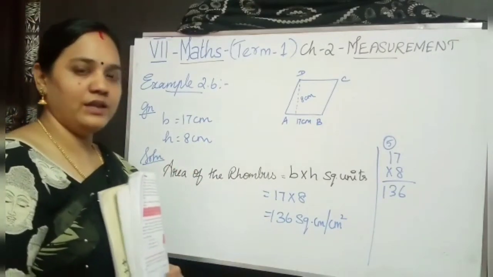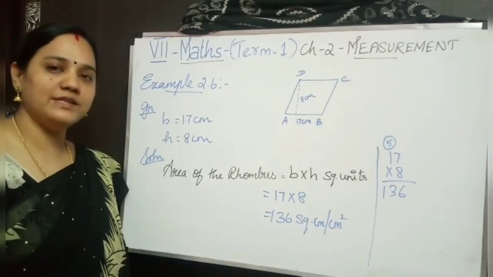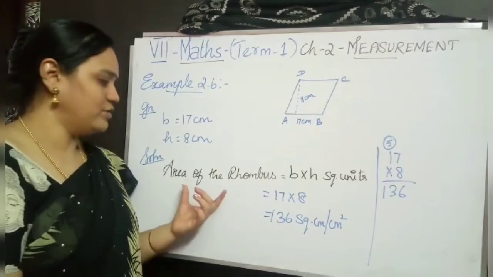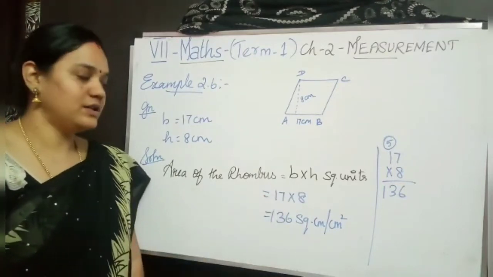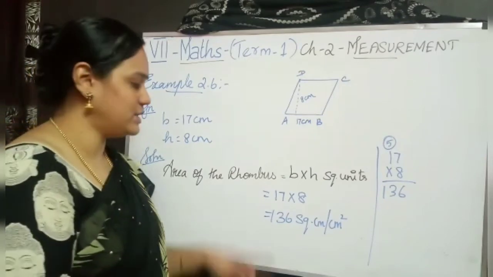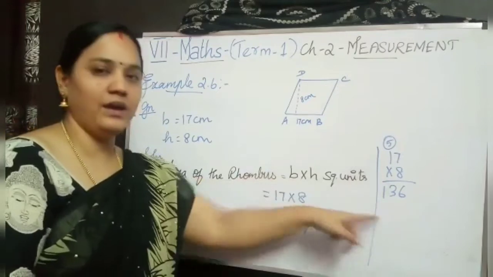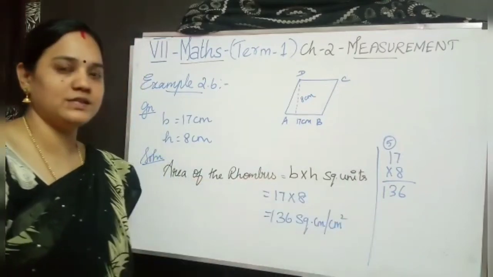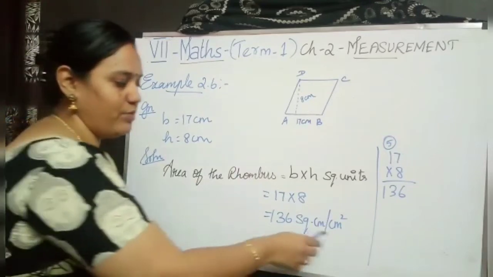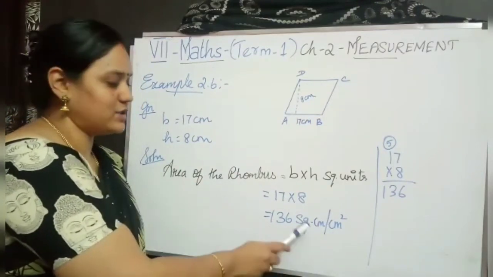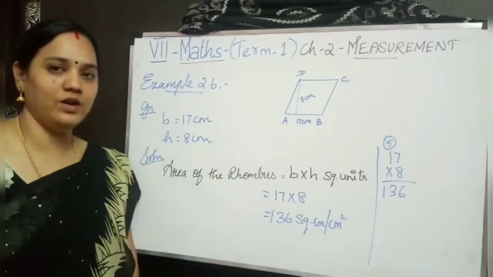I explained to you already that if base and height are given, we have to use the formula base into height square units. So I have used that formula: area of the rhombus equals base into height square units. Base is 17 and height is 8. After multiplying I got the answer as 136 square centimeter, or else you can write centimeter square. I told you already both are the same. Either you can write square centimeter or centimeter square as our unit.